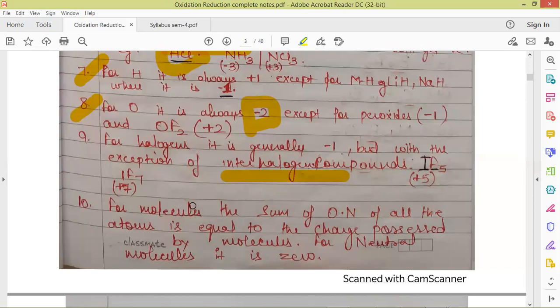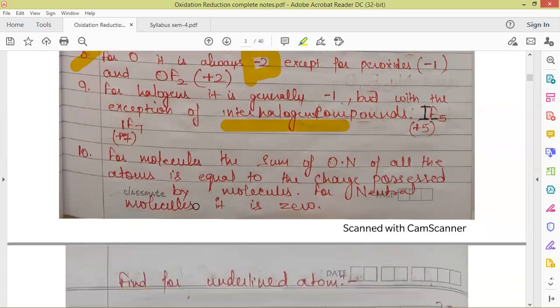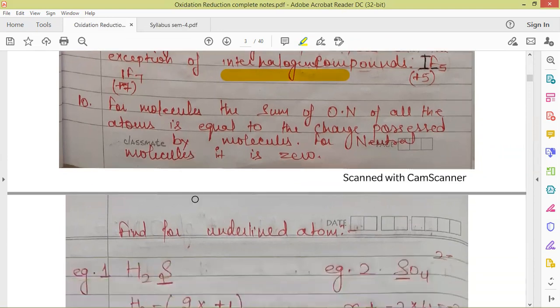For molecules, the sum of the oxidation numbers of all the atoms is equal to the charge possessed by the molecule. If there is an overall charge on the molecule, then the sum of the oxidation numbers of all the atoms present in that molecule is going to be the charge. And for neutral molecules, it is 0.